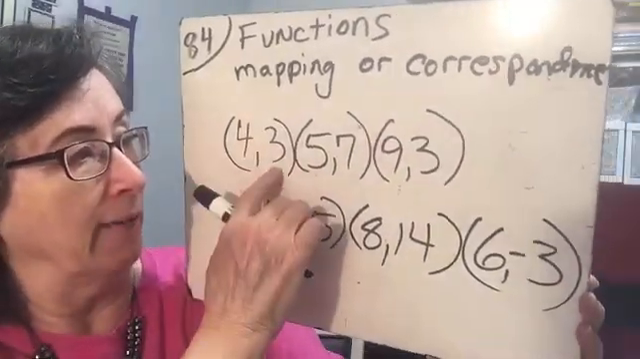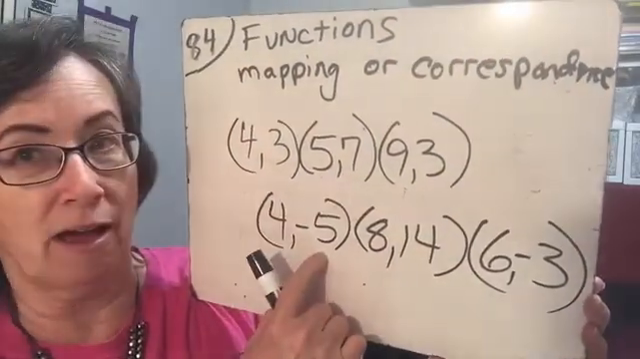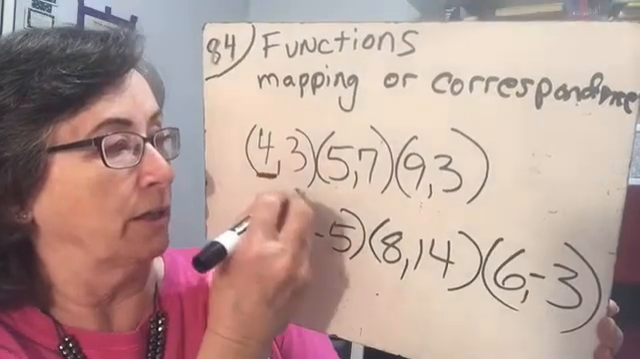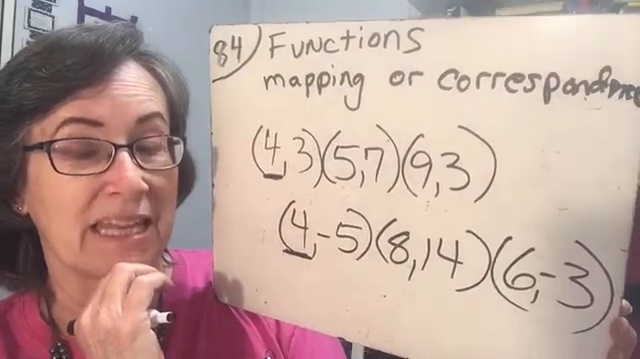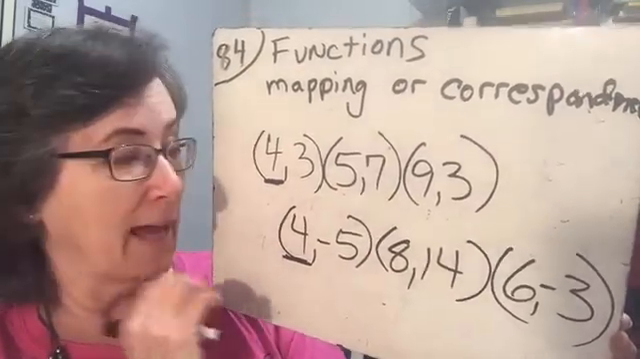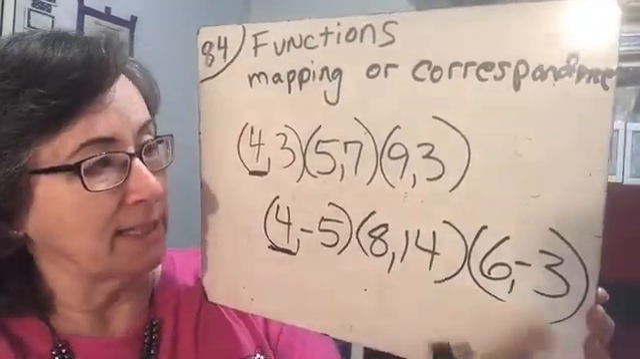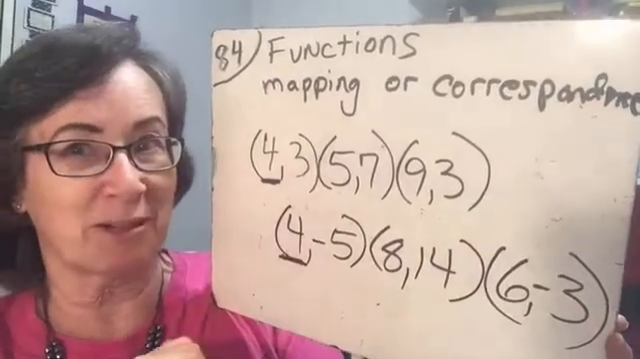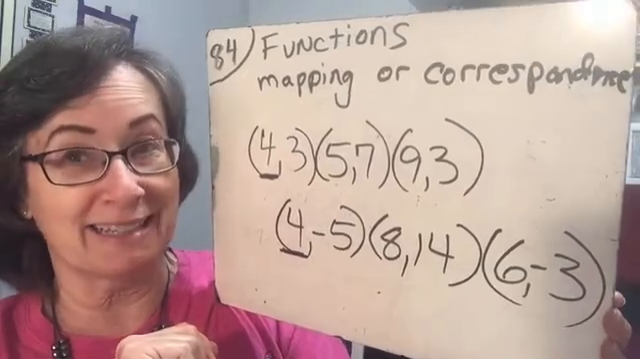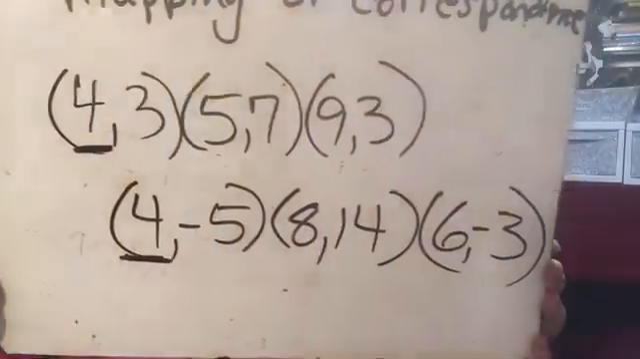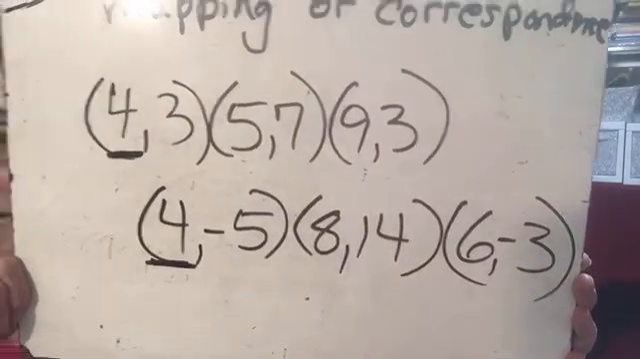Okay, 4, 3, 5, 7, 9, 3, 4, negative 5. Oops. 4 could go with 3, but 4 could also go with negative 5. That means 4 is not predictable. Okay, 4 can flop around like that. That is not a function. Okay, the rest of it's not a problem. Only the 4s are a problem. But if it breaks the rule one time, it's a rule breaker and it's not a function. Okay, so here, those are the points that we just looked at. This is a relation, but not a function.